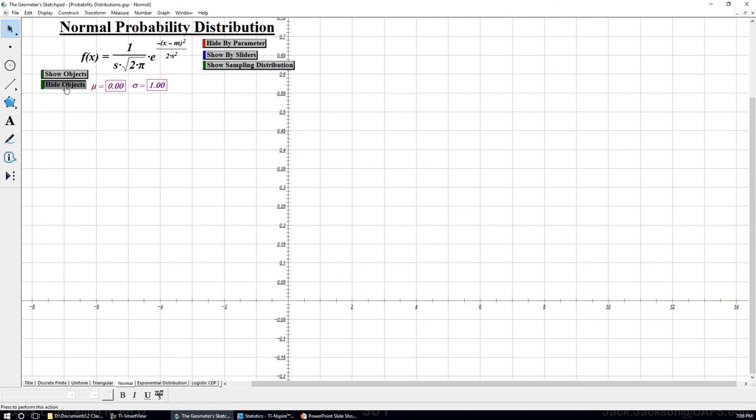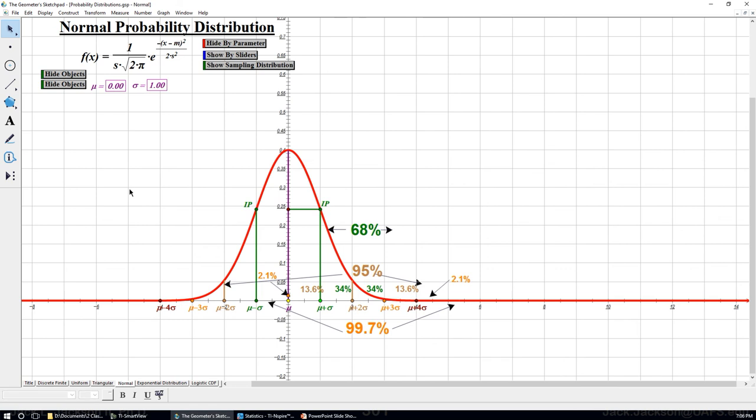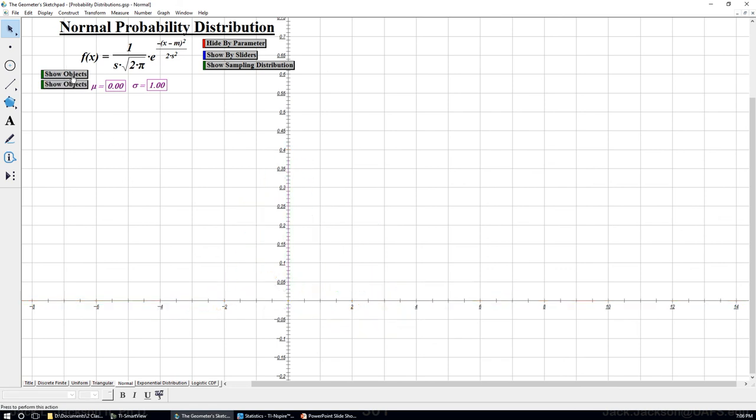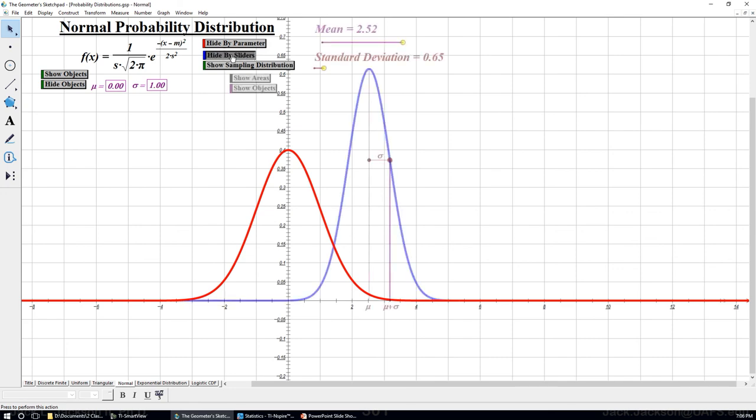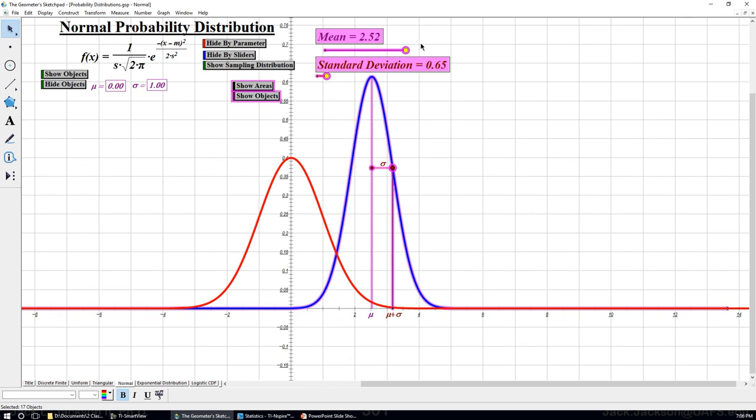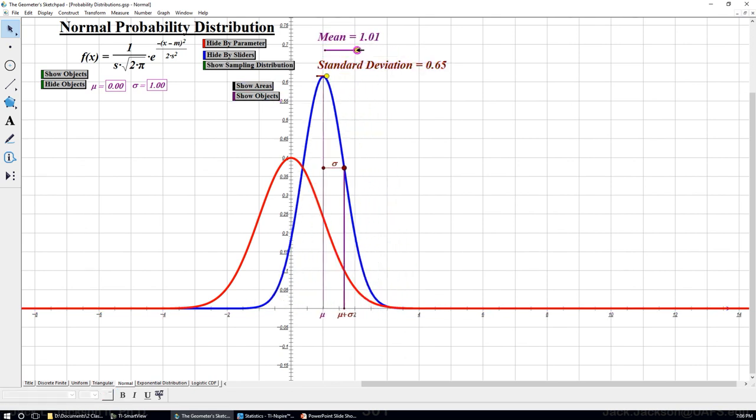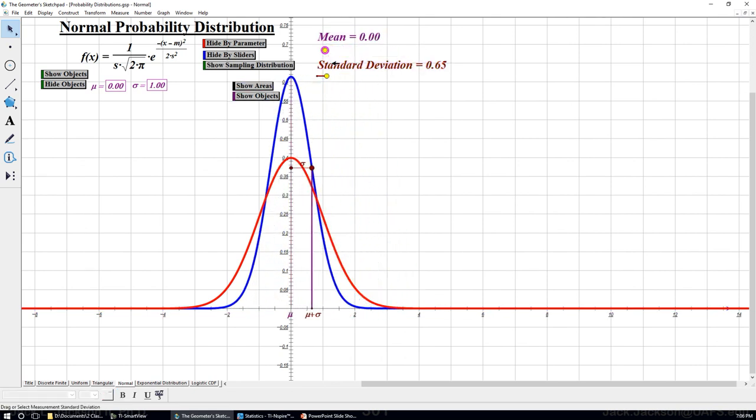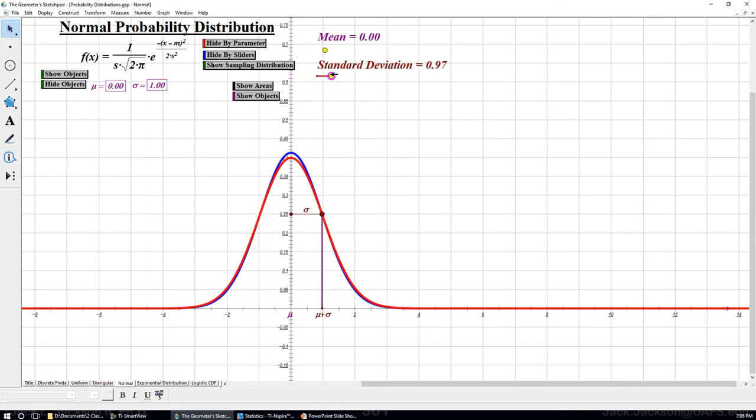Let me, let's see. Let's put that back in. And this is one here. Let's get this. It's another one. The blue one is another normal. And let's move it back to the standard normal, close to it.